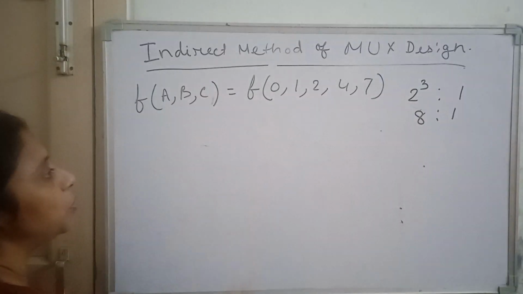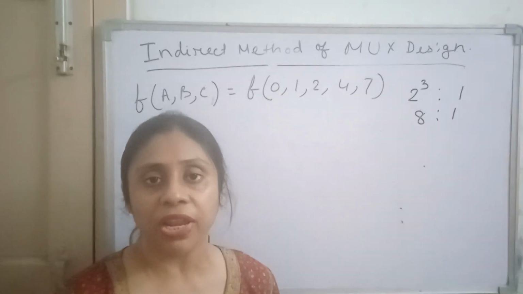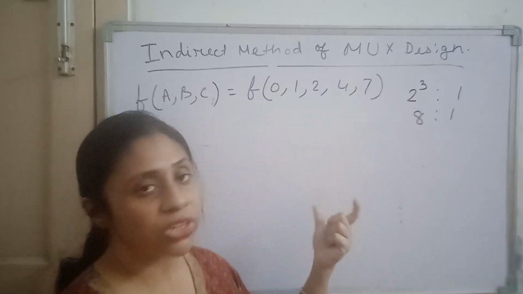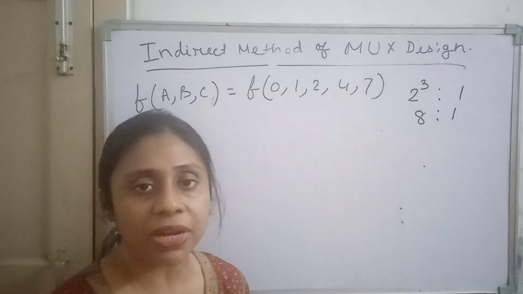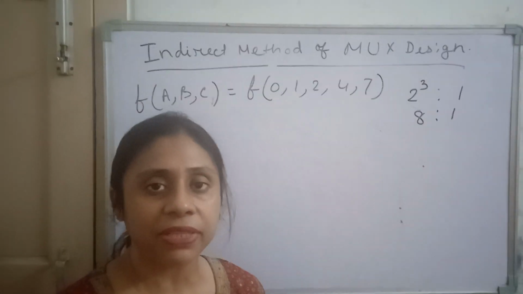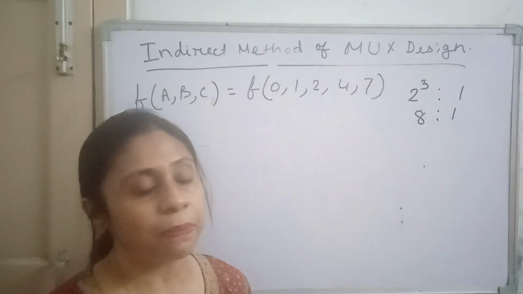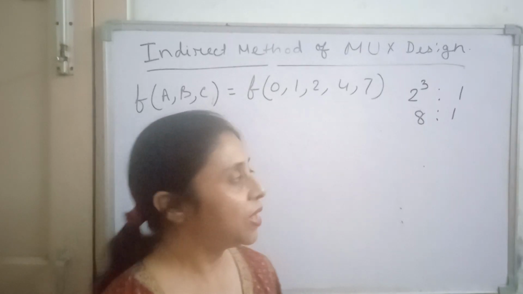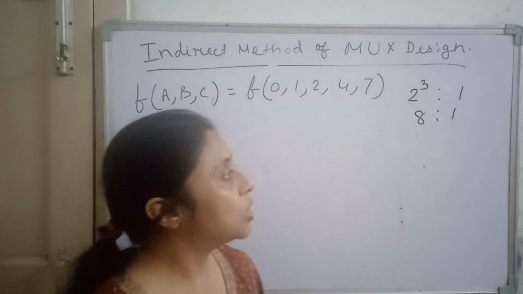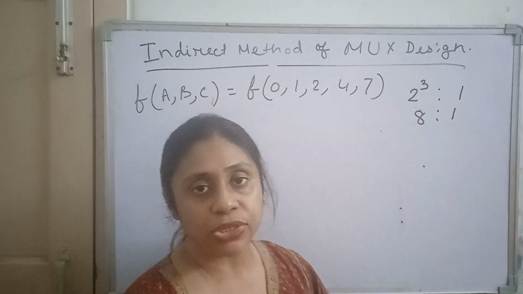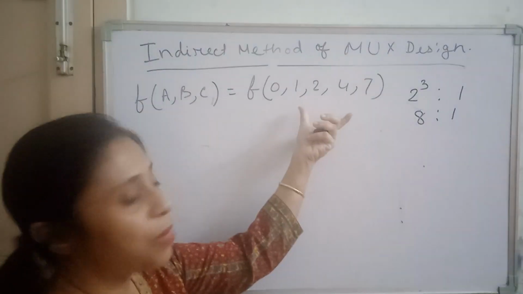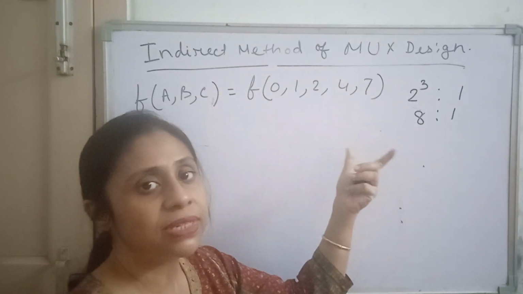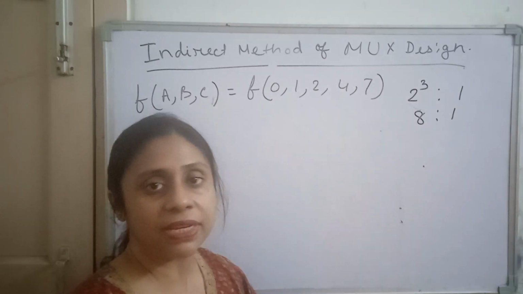See, this is a Boolean expression. This is a 3 variable Boolean expression. A, B, C are the input variables. Now, if we implement this expression by using direct method of multiplexer designing, then what will be the size of the multiplexer? The number of inputs of the multiplexer will be 2 to the power of 3, because there are 3 input variables. And output of the multiplexer is always 1. So, size of the multiplexer is 8:1, right? So this Boolean expression requires an 8:1 multiplexer to get implemented in direct method of multiplexer designing.